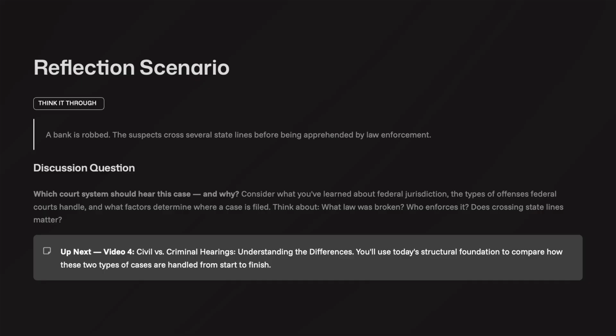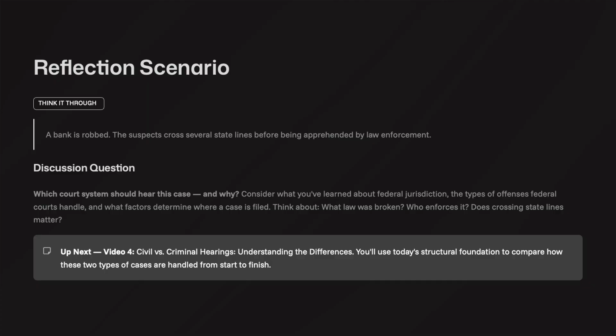Before moving on to the next lecture, I'd like you to think about this scenario. A group of individuals rob a federally insured bank and then flee across several state lines before being arrested. Should that case be prosecuted in state court, federal court, or both? What factors would determine which court has jurisdiction? As you continue throughout this course, you'll discover that answering questions like this requires a solid understanding of both the structure of the American court system and the laws that define each court's authority.